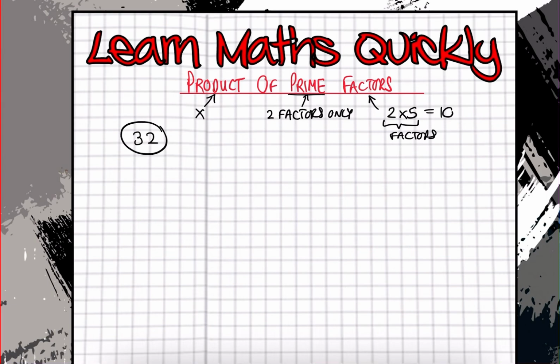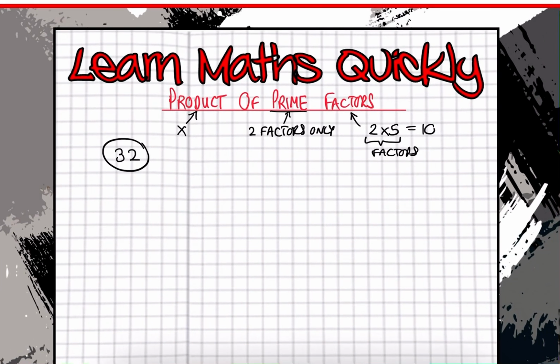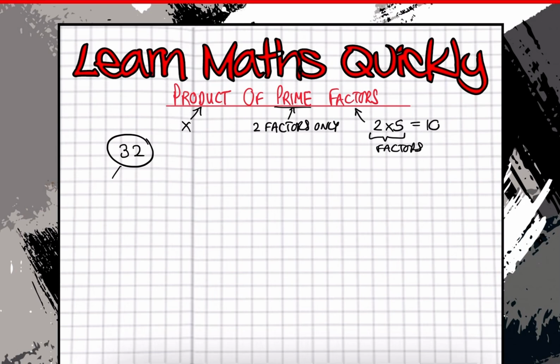Now, when we're finding the product of prime factors of 32, we have to think what prime numbers multiply together to make 32. Now, that's quite tricky just to sort of try and figure it out just off the top of your head. So there is a method. So the first thing you need to do is you need to split it into two factors. So if it's even, the easiest thing to do is to half it. So I'm going to rewrite it as 2 and 16 because 2 times by 16 makes 32.